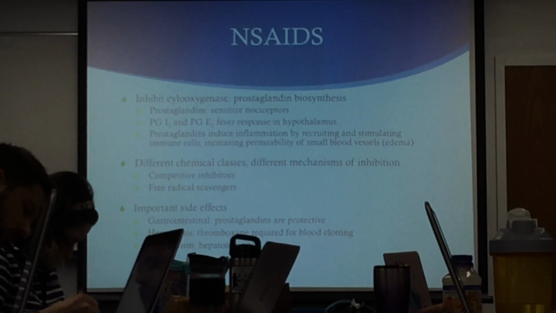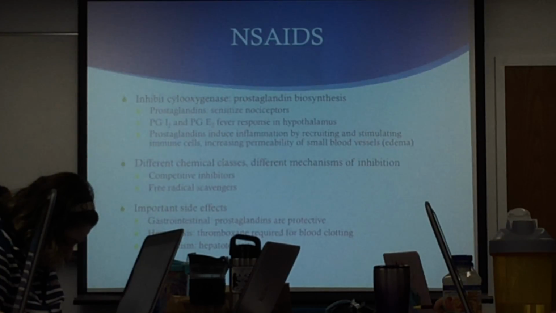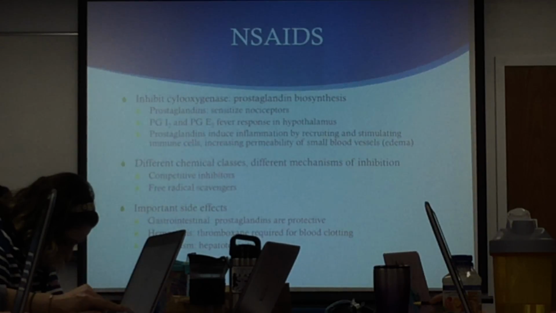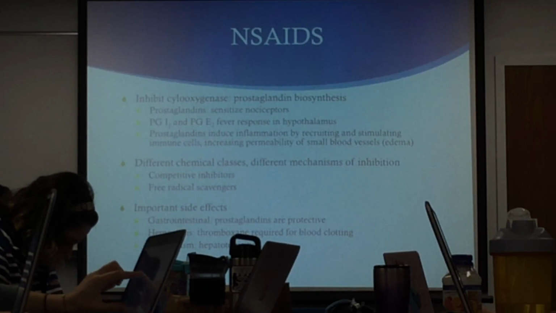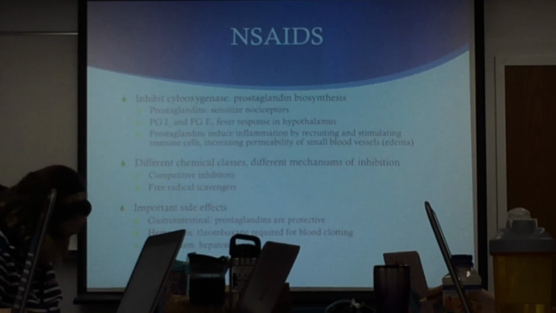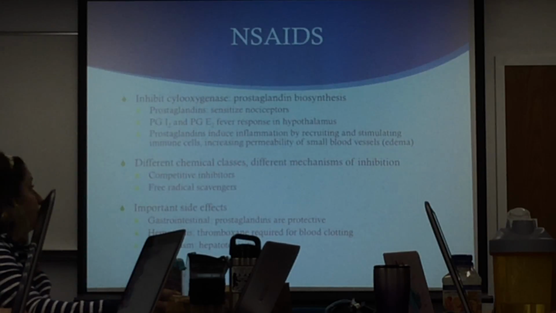So non-steroidal anti-inflammatory drugs do two other things other than serve as analgesics. They also reduce fever, and they also inhibit inflammation. And prostaglandins are responsible for that. So the prostaglandins I2 and E2 are what's necessary for the fever response, and that occurs in the hypothalamus. And then prostaglandins induce inflammation by recruiting and stimulating various receptors.